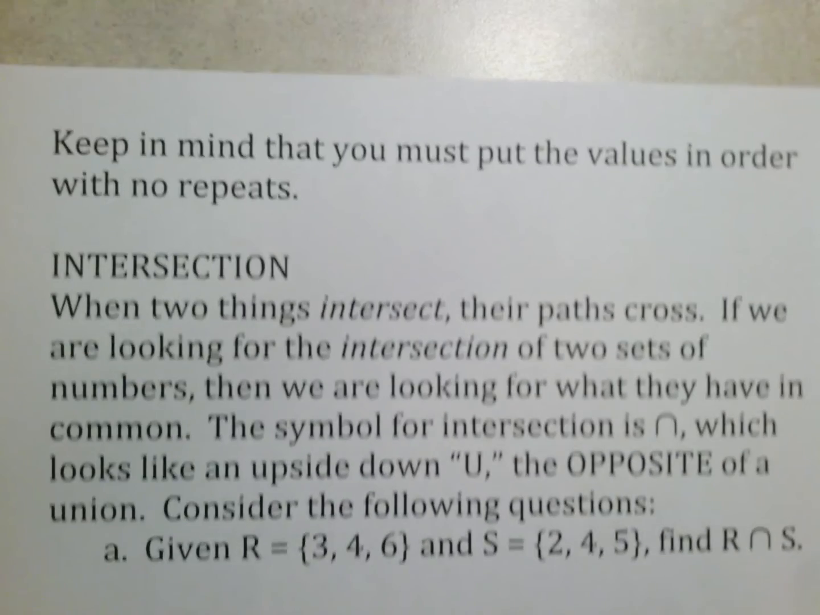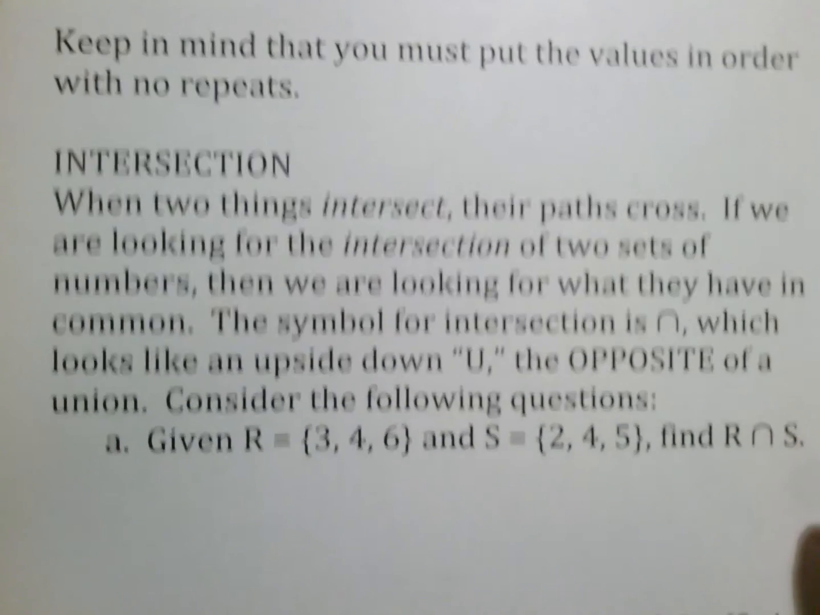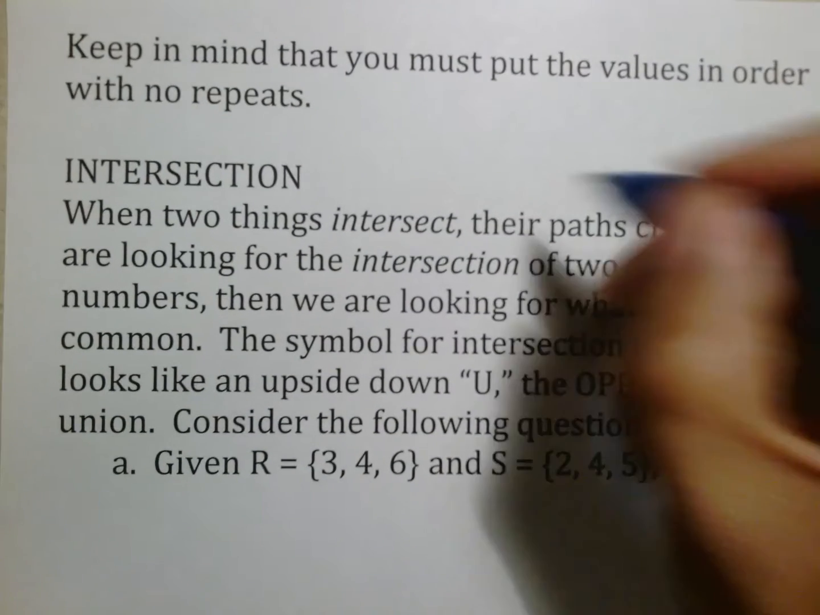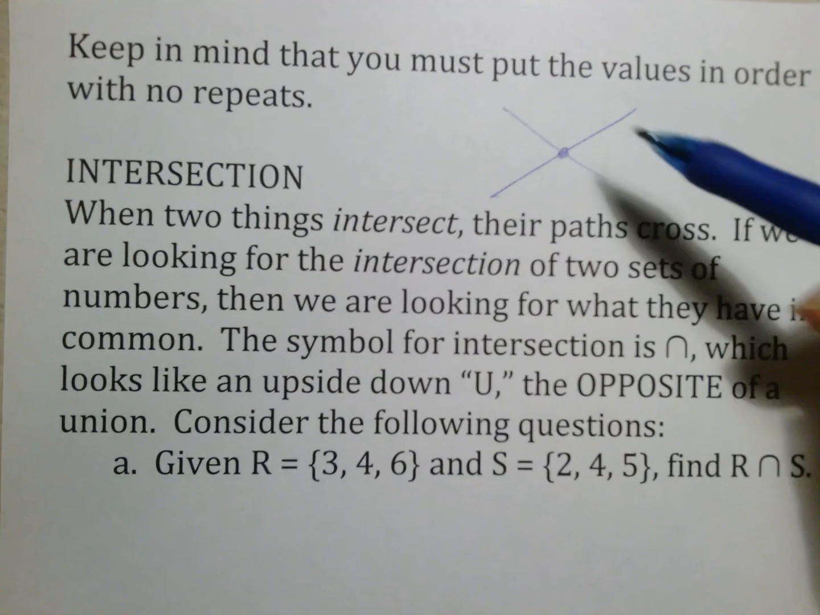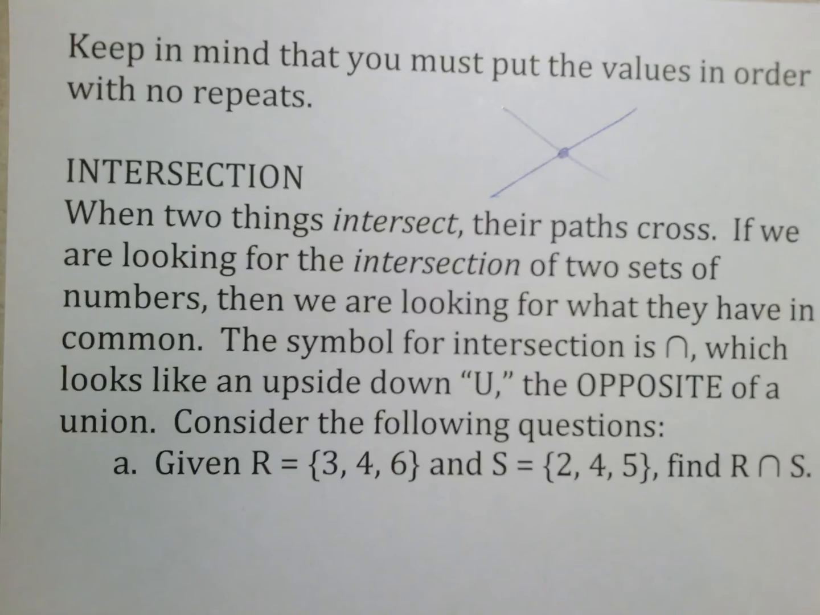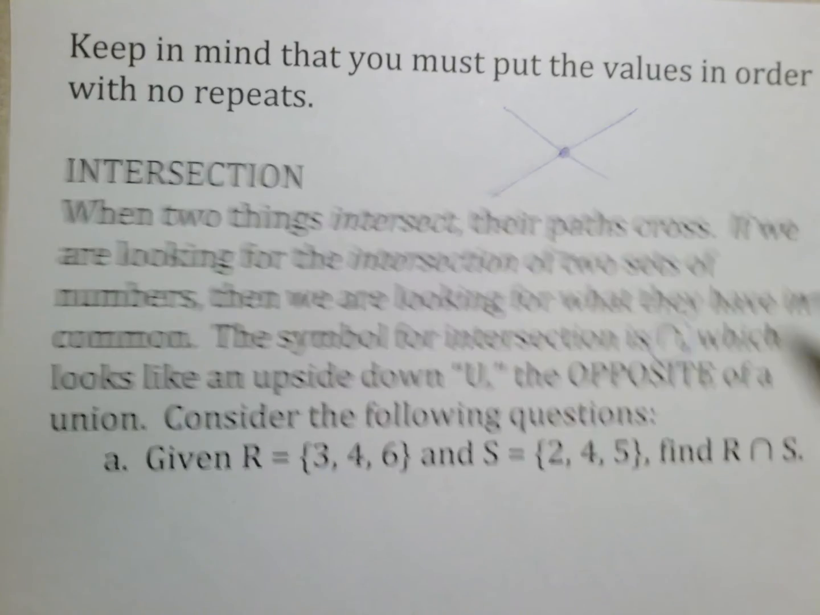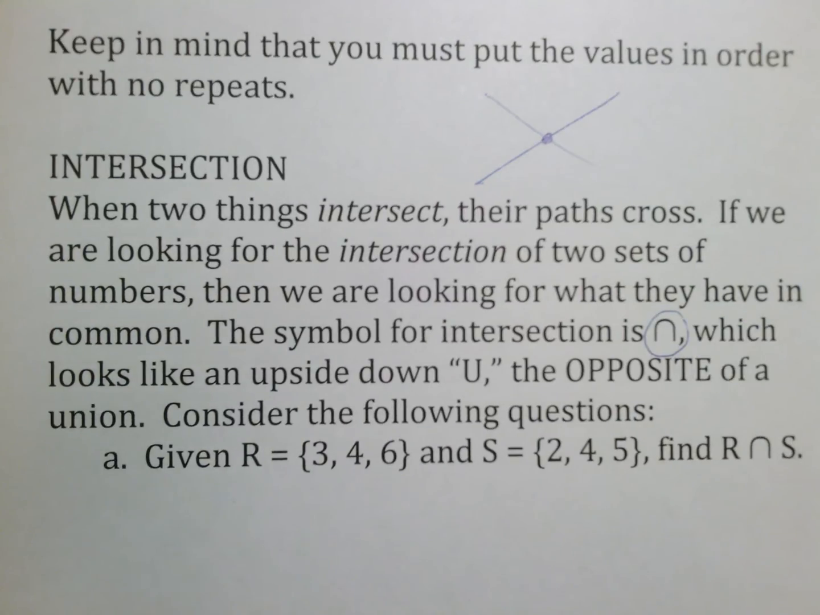The opposite of union is intersection. When two things intersect, their paths cross. In other words, where this line and that line intersect would be right there, because that is where their paths cross. That is what those two lines have in common. So if we are looking for the intersection of two sets of numbers and we are looking for what they have in common, the symbol for intersection is this thing right here, which looks like an upside down U, or the opposite of a union.